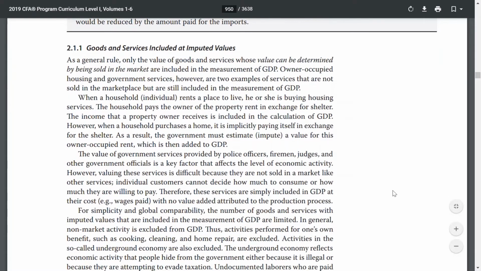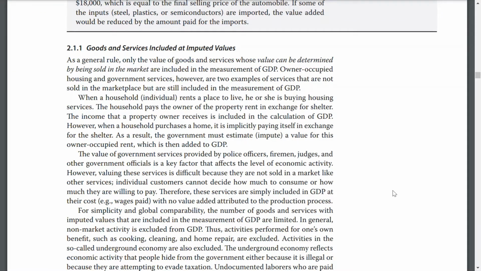As a general rule, only goods and services whose value can be determined by being sold in the market are included in the measurement of GDP. Owner-occupied housing and government services, however, are two examples of services that are not sold on the marketplace but still included in the measurement of GDP.